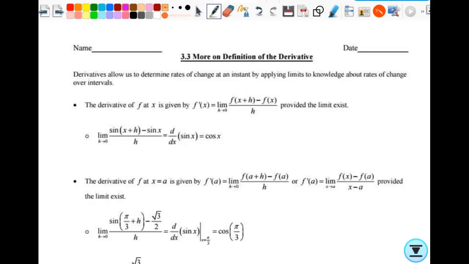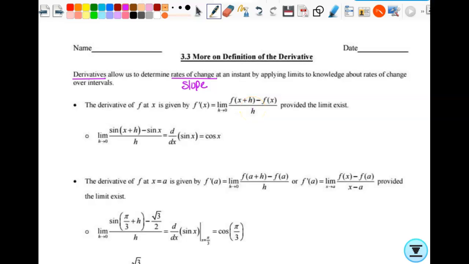So it reminds us, because we know this, that derivatives allow us to determine rates of change. What's another word for rates of change? Slope. Okay, slope at an instant by applying limits, because our derivatives really just are limits, right? So this is the definition of the derivative. The derivative of f at x is given by this. So f prime of x equals this limit, provided the limit exists. So we know that. We've gone through that.